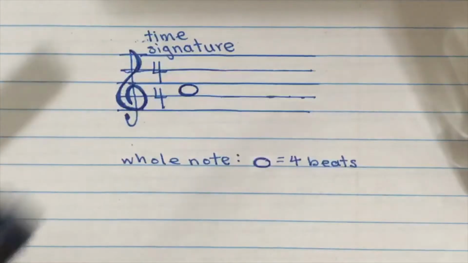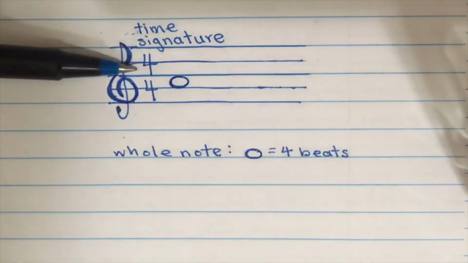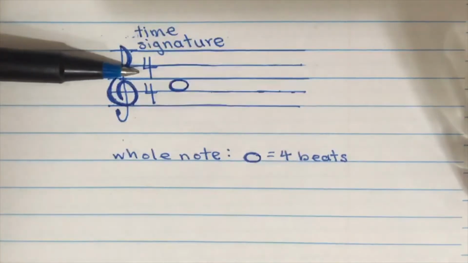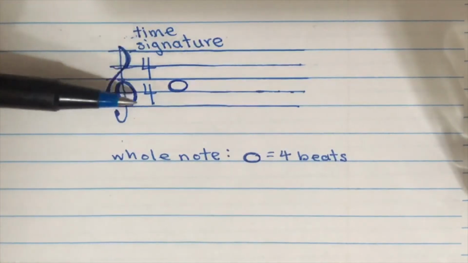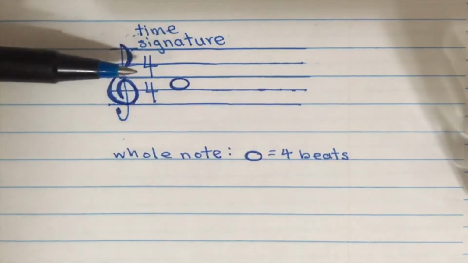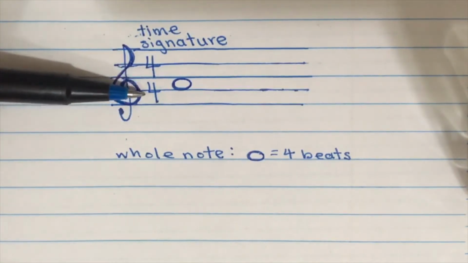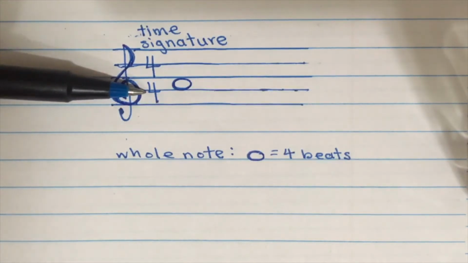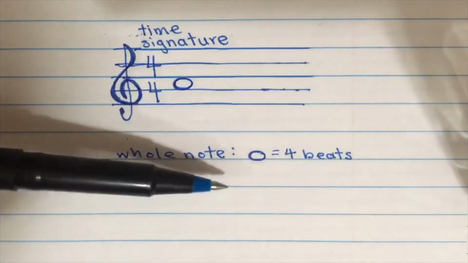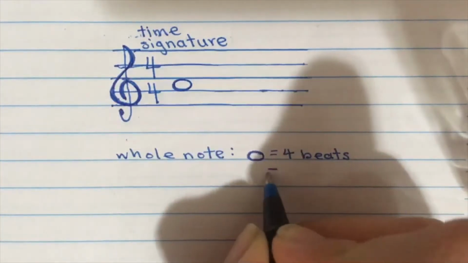Now, if we come back to our time signature, this number on top tells us how many beats we have per bar, and this number on the bottom tells us what a beat is. So we have 4 beats in this bar, and based on this lower 4, we know that our beats are based on quarter notes. As it turns out, a whole note is also equal to 4 quarter notes.